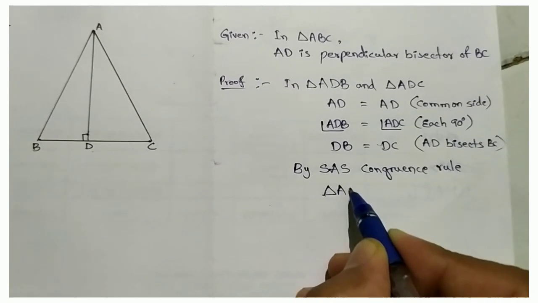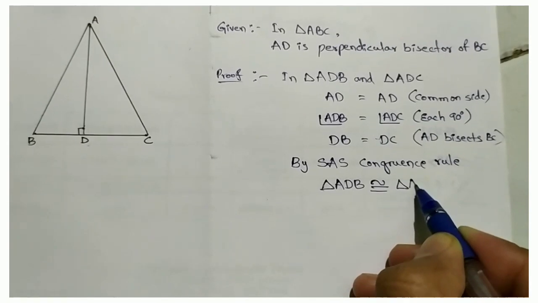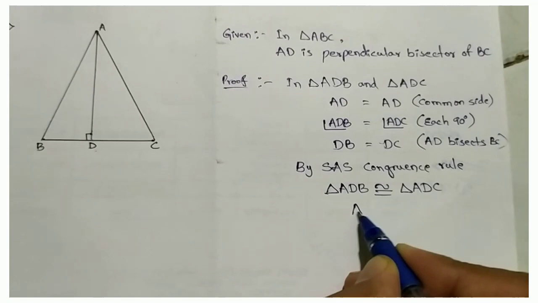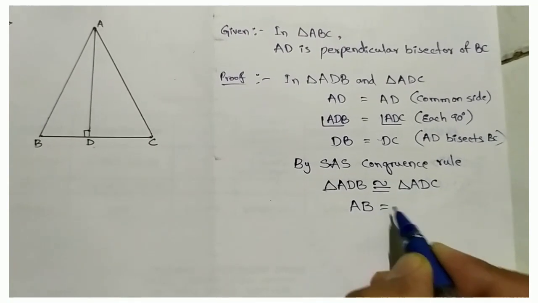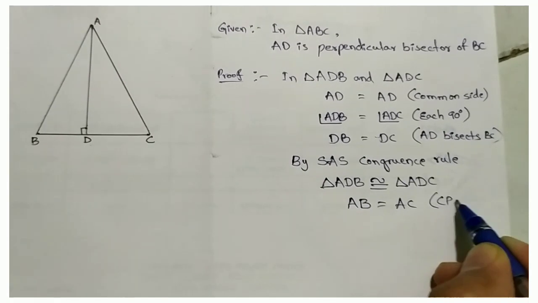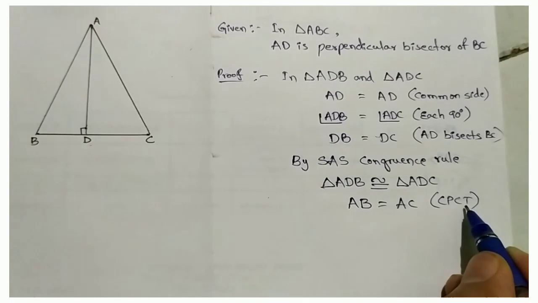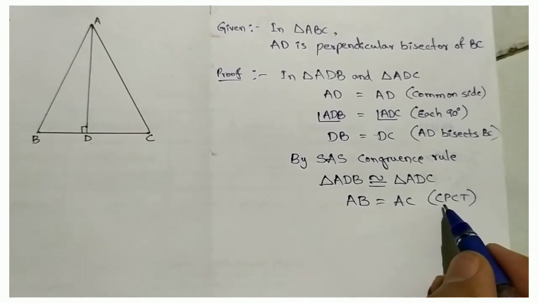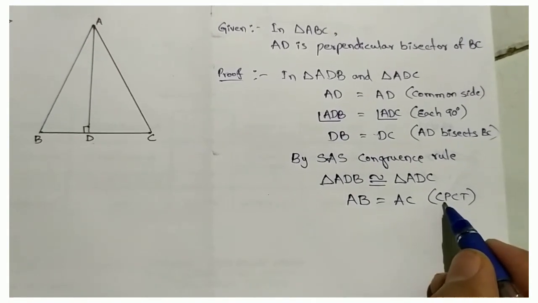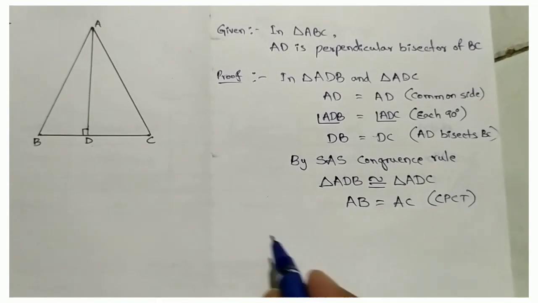triangle ADB is congruent to triangle ADC. If these two are congruent, then directly you can write AB equal to AC. So here you have to mention the reason CPCT. What is CPCT? Corresponding parts of congruent triangles. Even in the earlier problem you mention it. After congruence, whatever the points you are taking as equal, in front of that you have to write CPCT, means corresponding parts of congruent triangles.